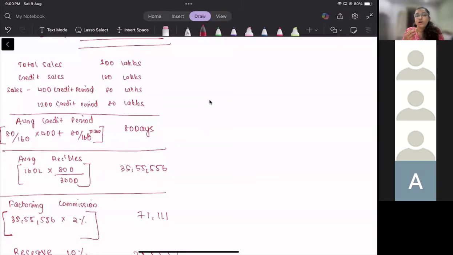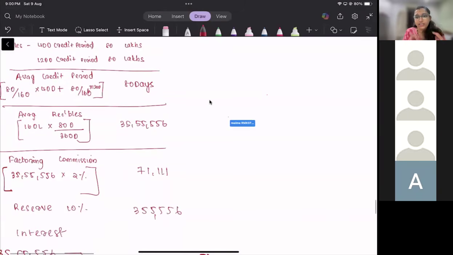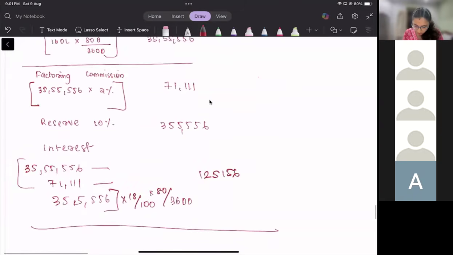So on what amount should we calculate the interest? On the amount the factor is paying to the company, on that amount we have to find the interest. So what amount will the factor pay to the company? Total receivables minus interest cost minus commission minus reserves. This is the amount that the factor is going to pay. So on that only we have to compute the interest. Don't get it wrong over here. Clear?